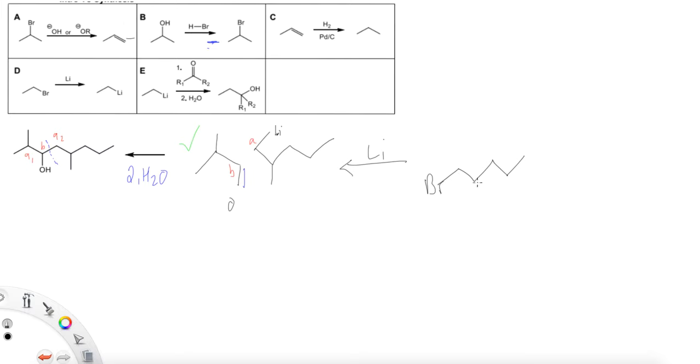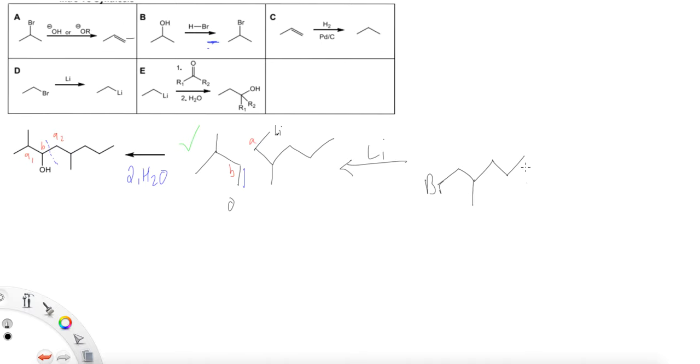Lithium magically becomes a Br. Now all I did here was I drew my Br down instead of up like the lithium. Do not let that throw you off. I just rewrote it a different way, okay? Now Br becomes OH. How do I make Br into OH?